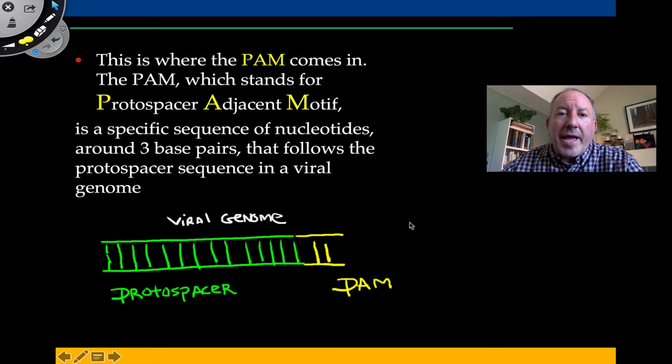And so PAM stands for protospacer adjacent motif. So it can vary in length, but mostly it's a specific sequence of nucleotides, around 3 base pairs, that follows the protospacer sequence found in the viral genome. So if this is the viral genome, it's a sequence of 3 bases that follow at the very end of it, and it's known as the protospacer adjacent, right next to it, motif, or PAM.